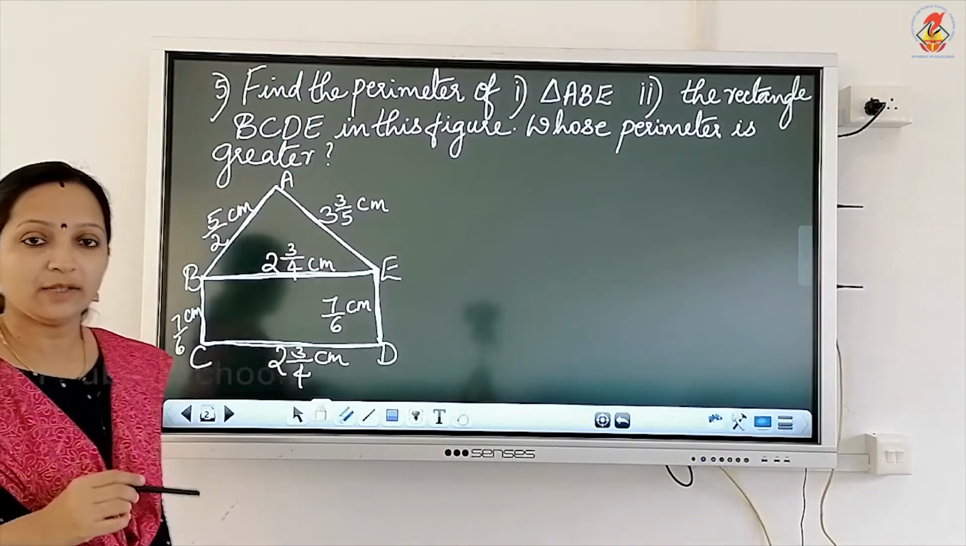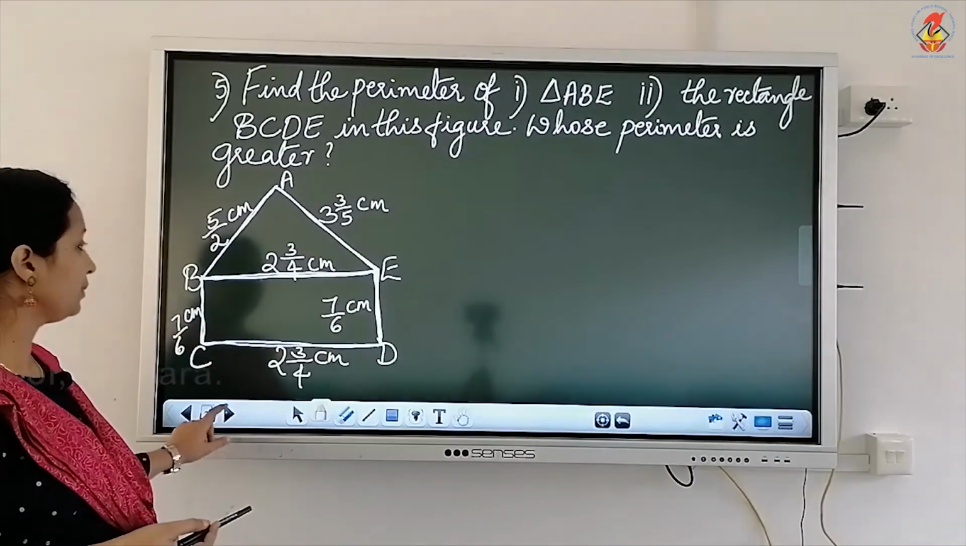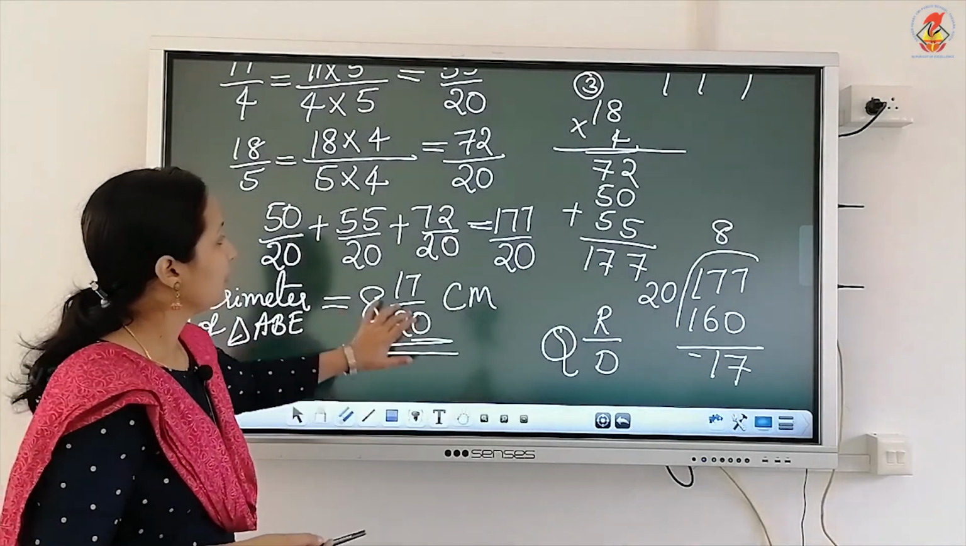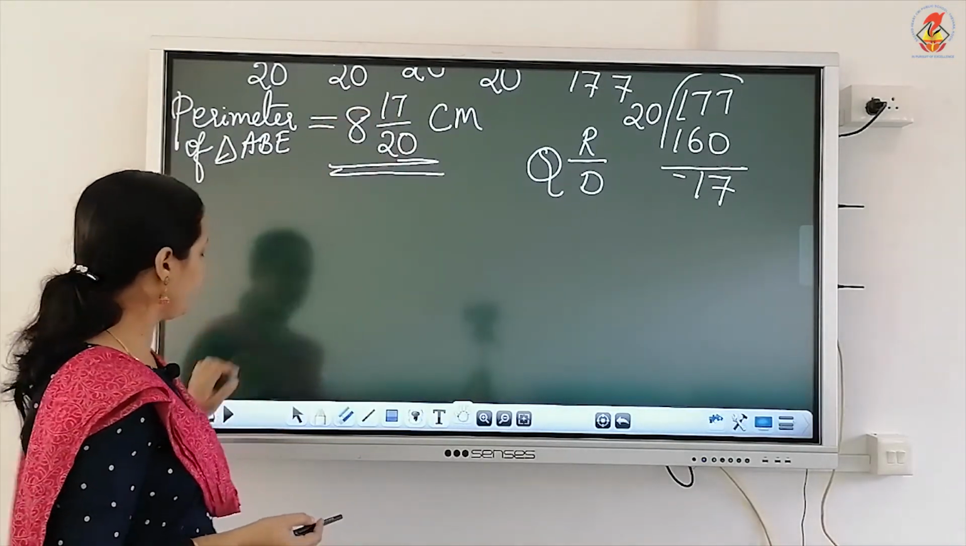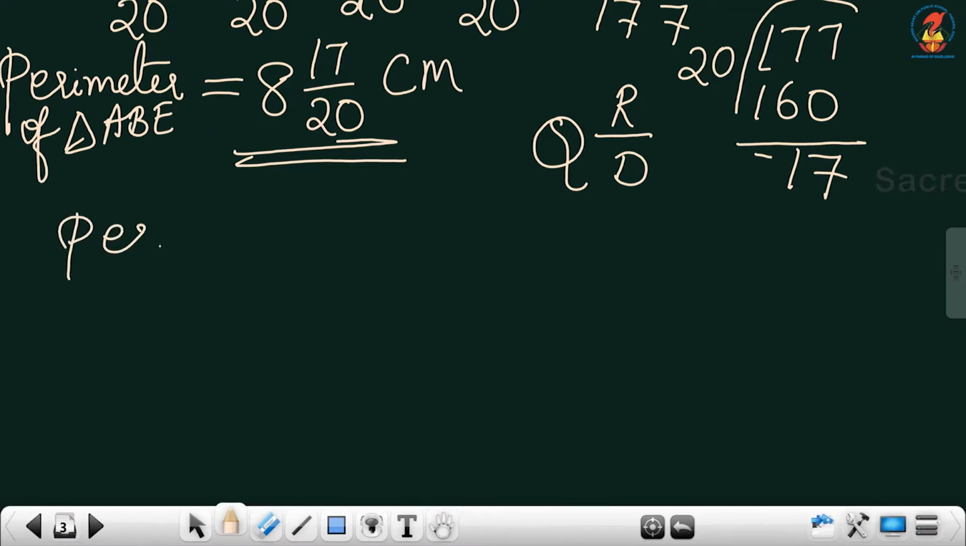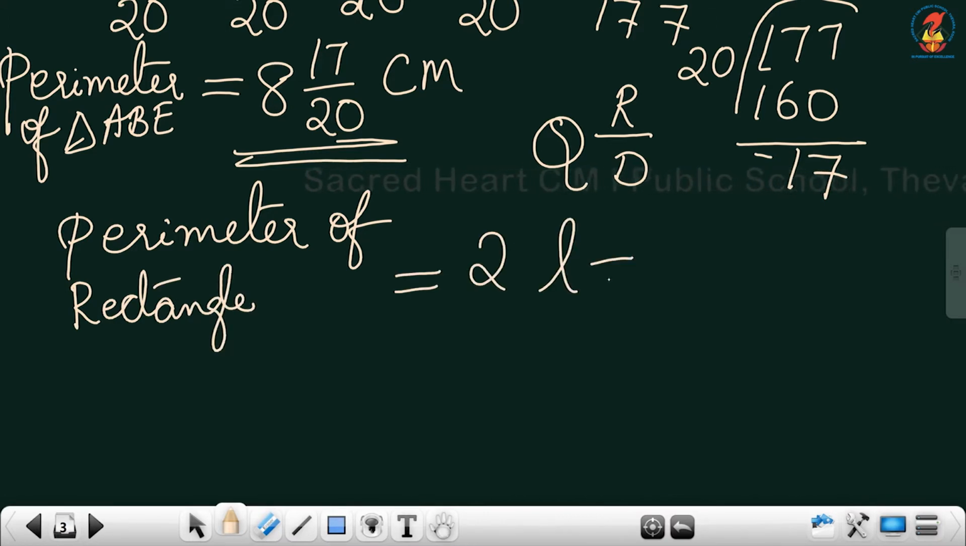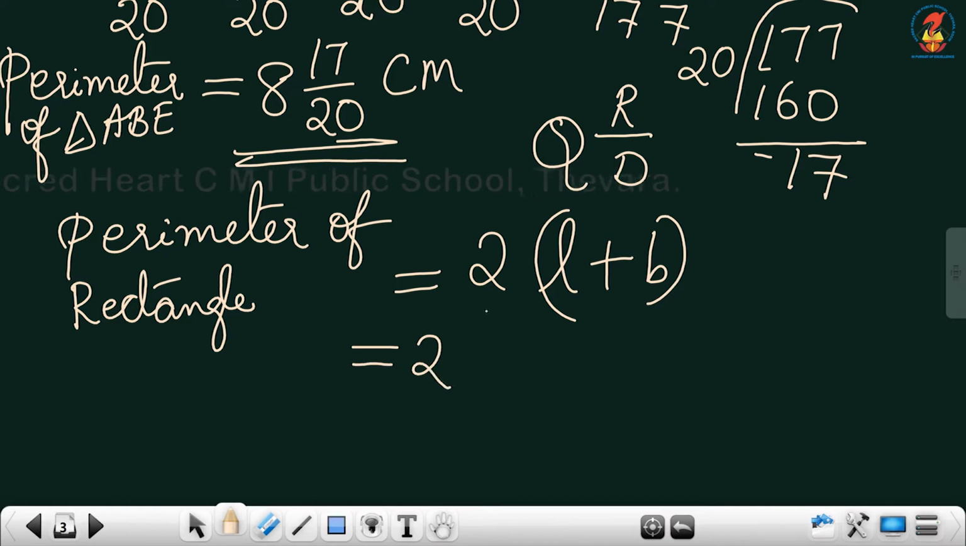And we already studied one formula for finding the perimeter of a rectangle. What is the formula for finding the perimeter of a rectangle? Perimeter of rectangle AB is equal to, what is the formula? 2 into L plus B. And in our question, length is given, breadth is given. So how will we find the answer?